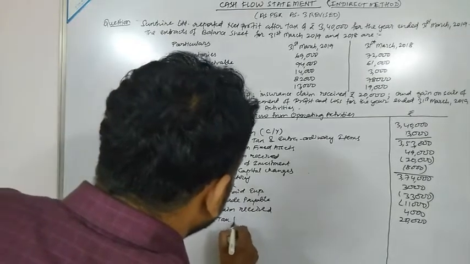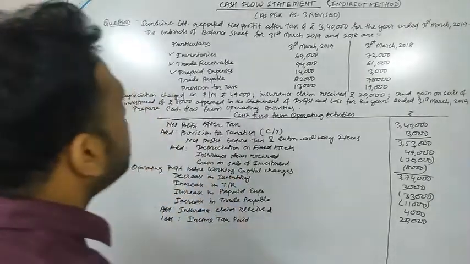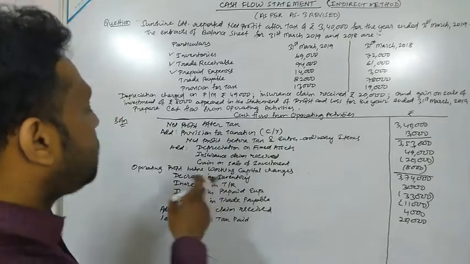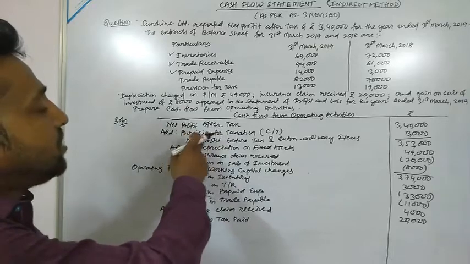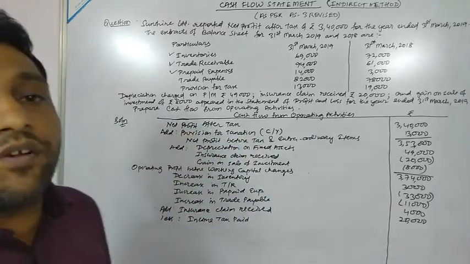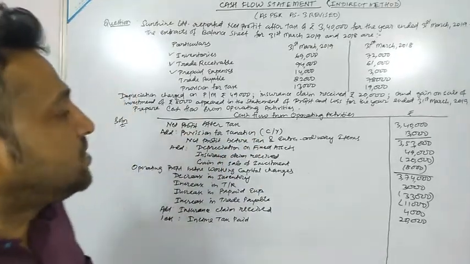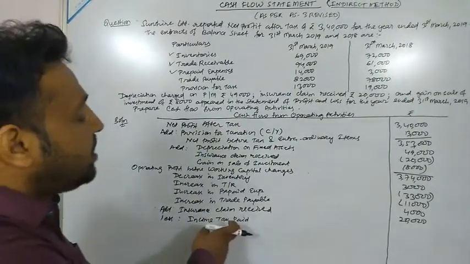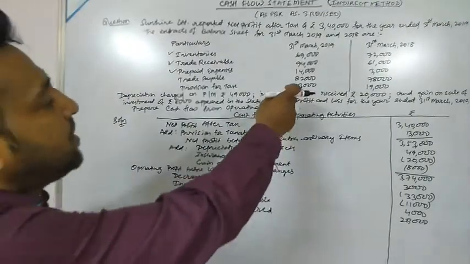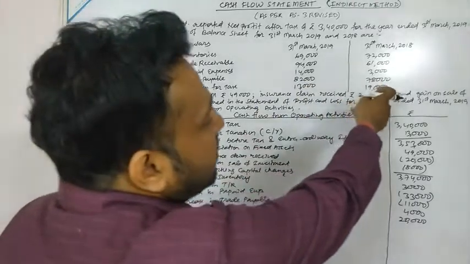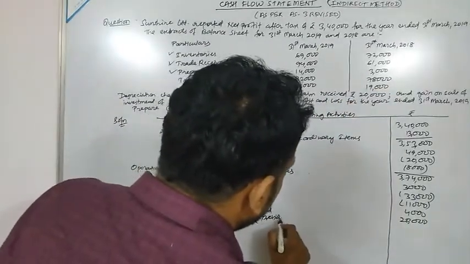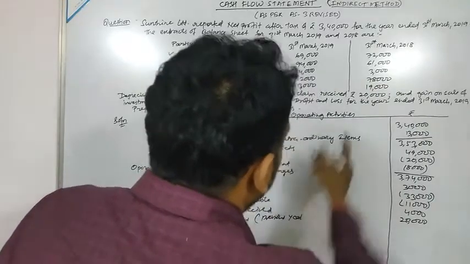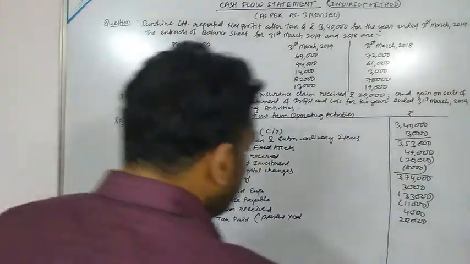Again, last but not the least is the less: income tax paid. Now you remember that we have taken provision for taxation for the current year in the calculation of net profit before tax and extraordinary items. But here, since we are required to calculate the income tax paid, the previous year tax would be considered as your income tax paid. So how much is the previous year amount? It is 19,000.